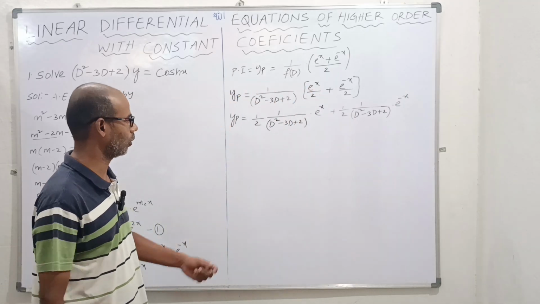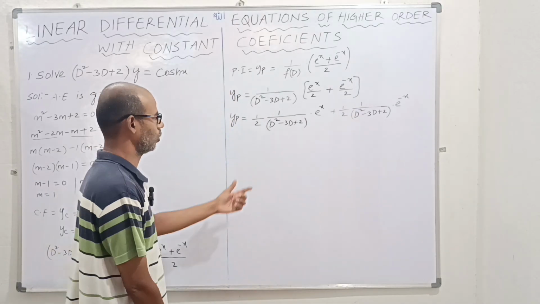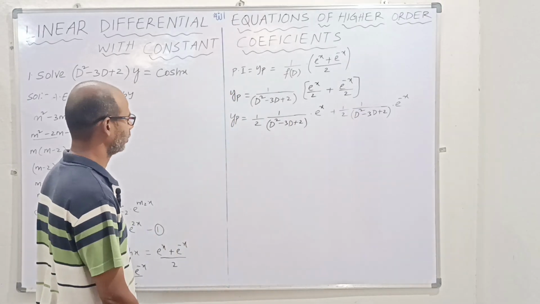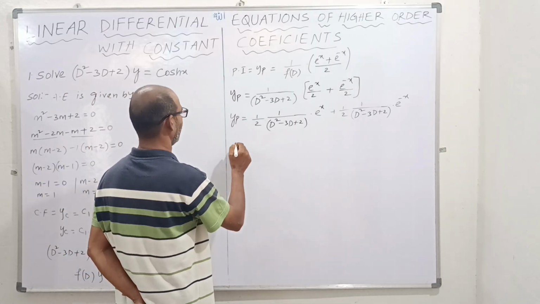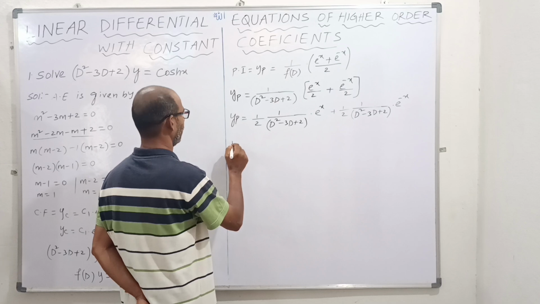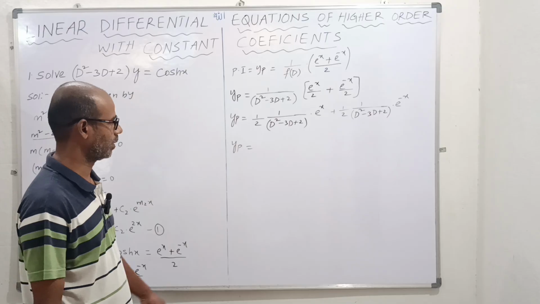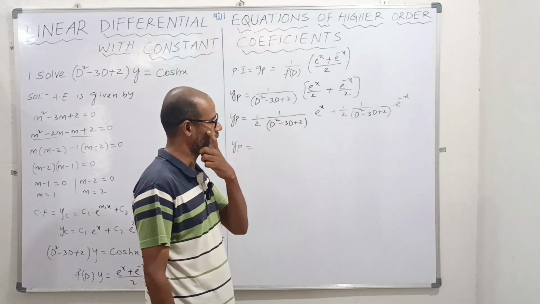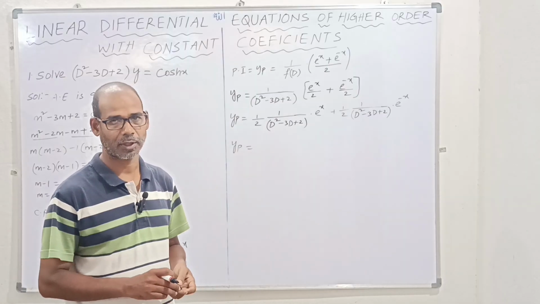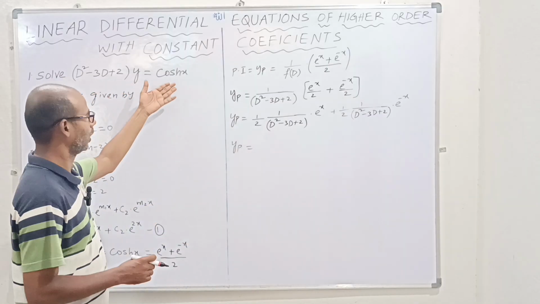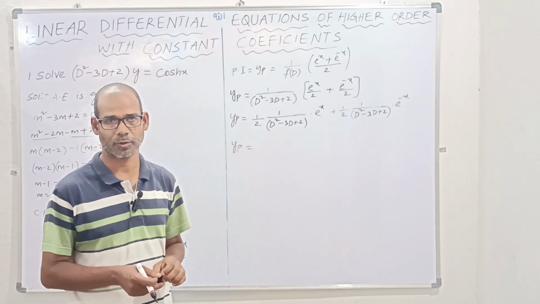So here we have to find out PI1 and PI2. Since there are two terms, we'll find out these two values. Okay. So yp is equals to. Now here this is an exponential function. This is of the type e power ax, when the right hand side function is an exponential function, e power ax. So what is the procedure for that?